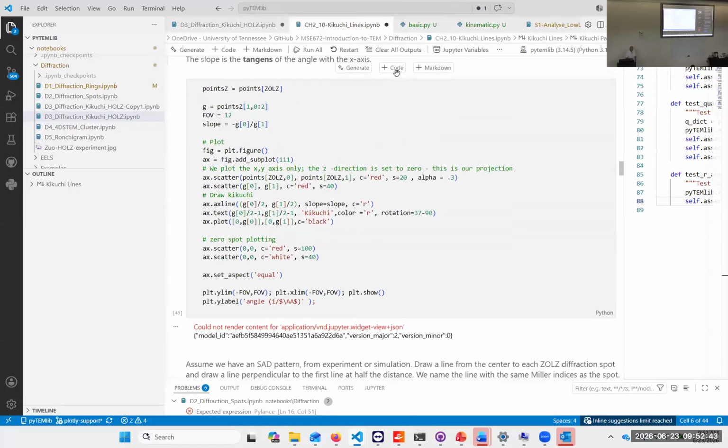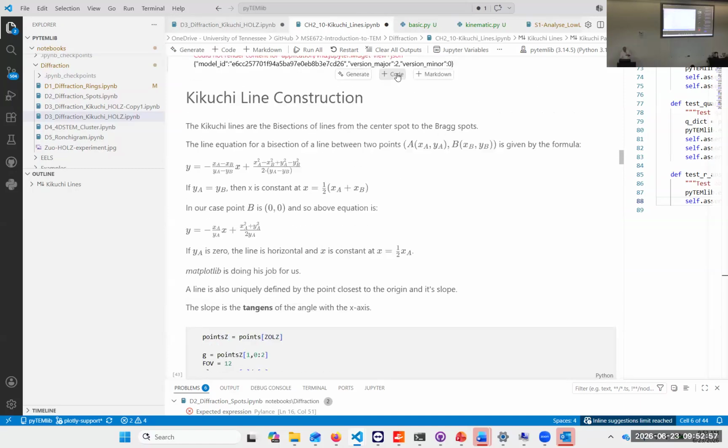Okay. So anyway, they're exactly in between, and they are centered inside the crystal, and so unambiguously you can determine where a zone axis is.